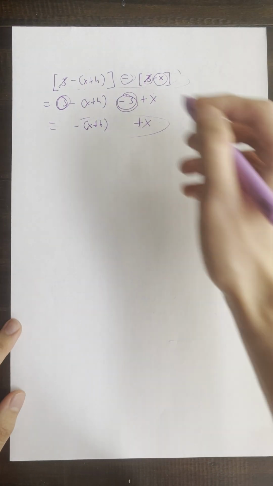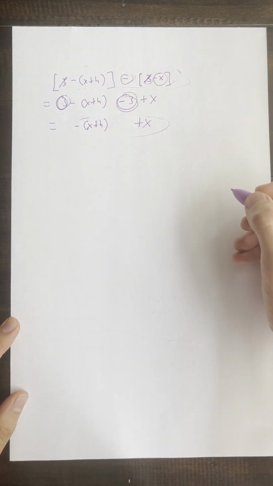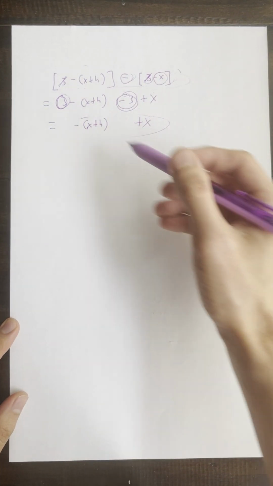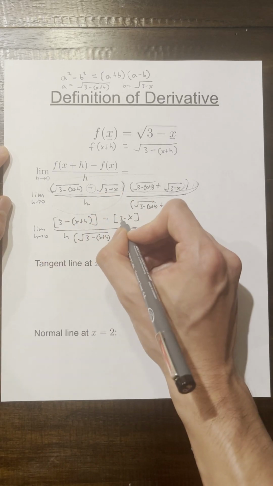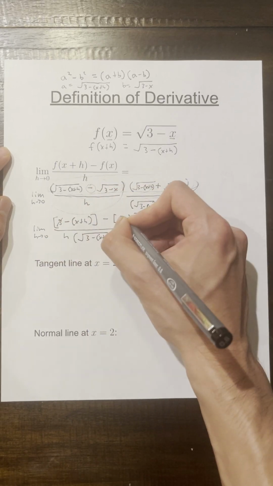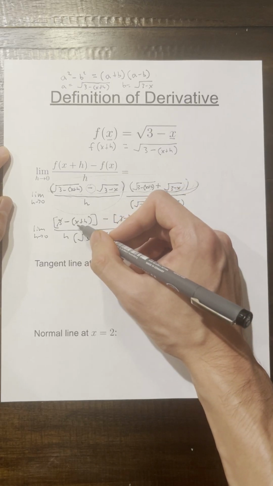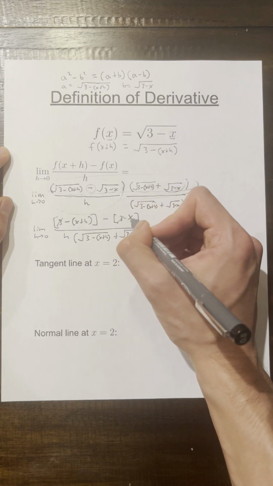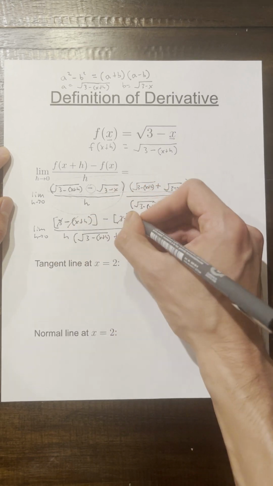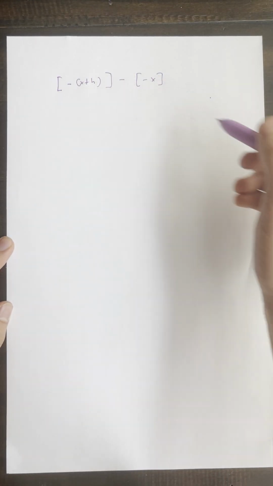The shortcut for getting from here to here is to just cross out the 3's, but make sure you understand why before you start doing this. This is going to be 3 minus 3. All right, so let's cross that out. And then we've got a minus x, and then minus x. Okay, so we crossed out the 3's. This is what we're left with.